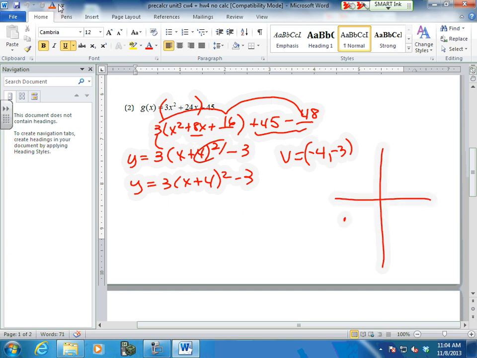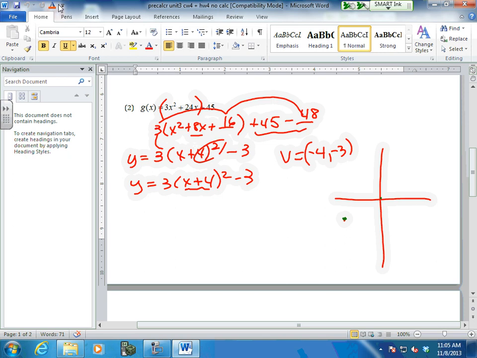We need to know how wide. We know there's a dilation, so we know it's going to be a little bit narrower. Because in your transformations, anything inside goes the opposite way. So watch. If I was here at 0, 0, tell me through your transformations where to go. You're going to tell me go left 4, 1, 2, 3, 4, go down 3, 1, 2, 3. There's your vertex. See it? It always goes inside the parentheses the opposite way.